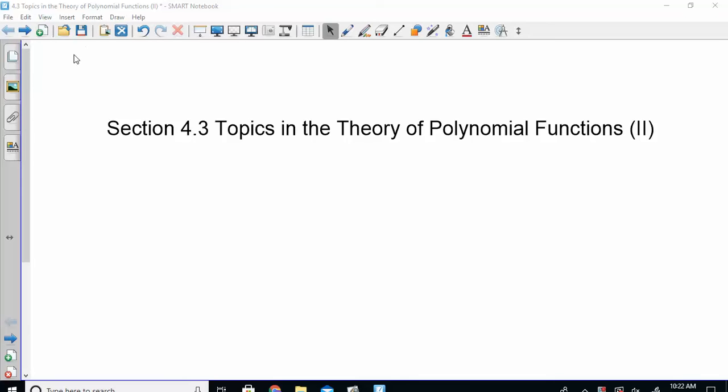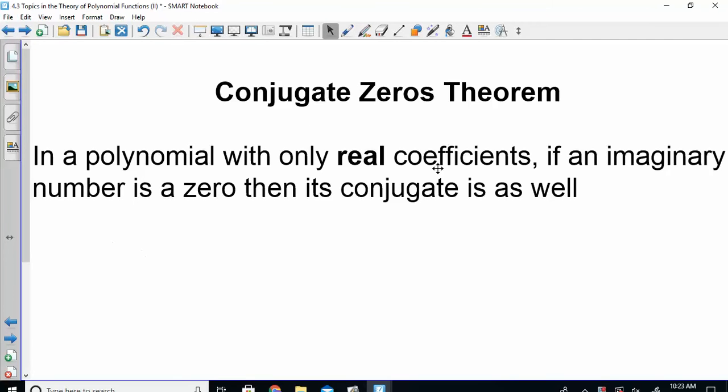First is what happens when we have imaginary zeros. So you're going to want to write this down. The conjugate zeros theorem tells us if you have a polynomial with only real coefficients, so when you're looking at it, there are no i's in it, then if one imaginary number is a zero, so you have an imaginary number that divides it evenly, the conjugate of that number will also work. So those imaginary zeros are going to come in pairs. If one works, so does the conjugate.